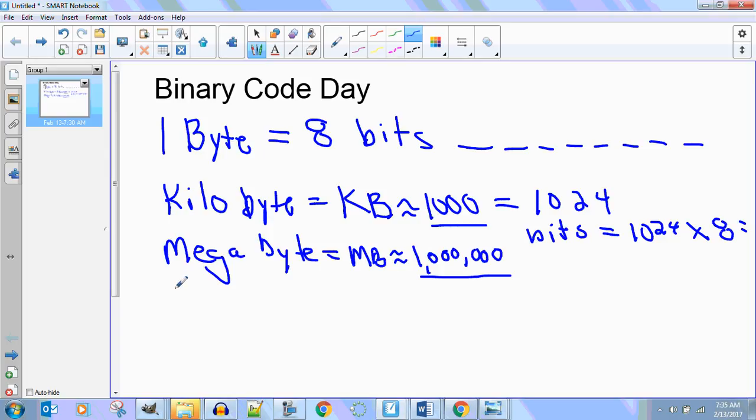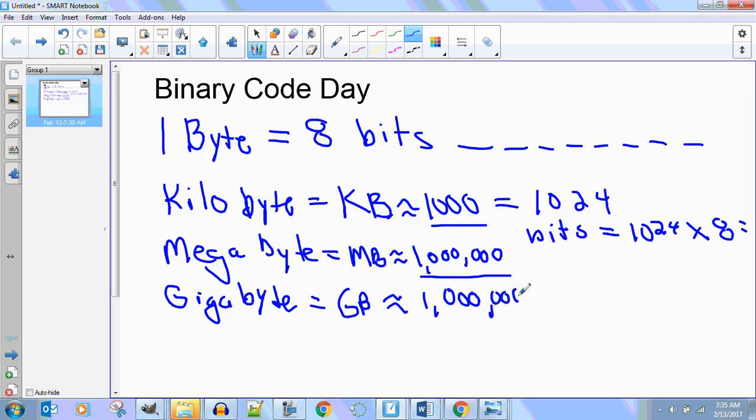Okay, next one. Gigabyte. You have a gigabyte, which is a GB, right? Which is going to be approximately 1,000 times 1,000 times 1,000, which is a billion. Okay, so you got 1. Is it really exactly a billion? No. You need to take 1024 times 1024 times 1024 to get how many bytes you have here. Okay?